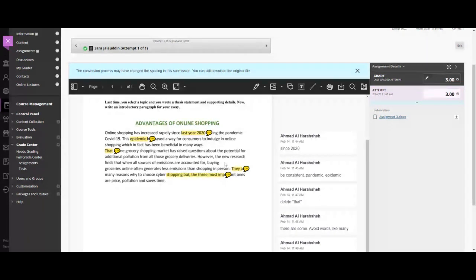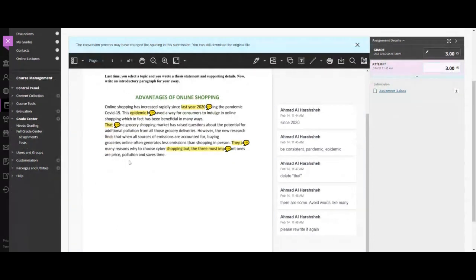However, the new research finds that when all sources of emissions are accounted for, buying groceries online often generates less emissions than shopping in person. Yeah, there are some. Look here, Sarah, you have to avoid the word many. When you say there are many reasons, you are talking about 60%, 70% something. That means there are so many. You cannot include them in one essay. All right? Yes, we use the word some.